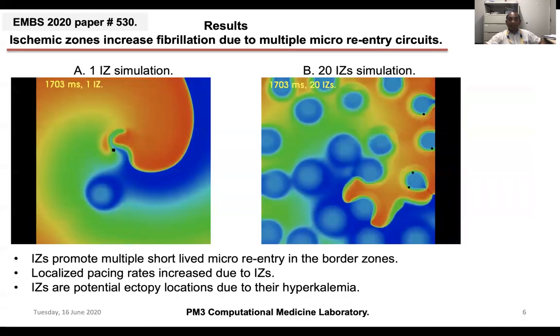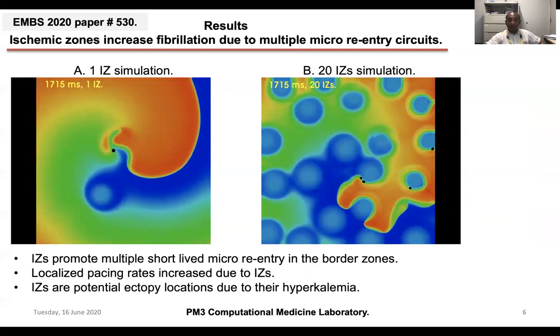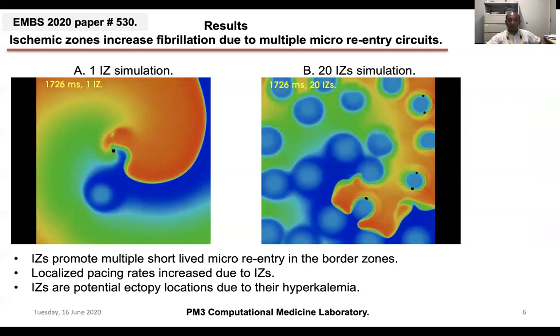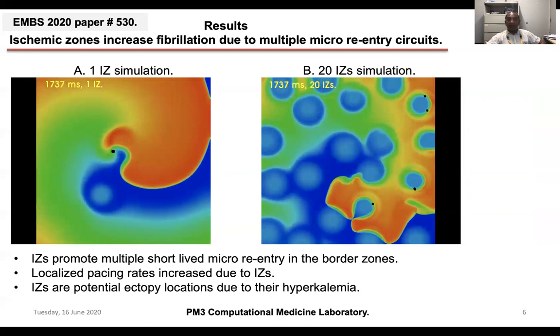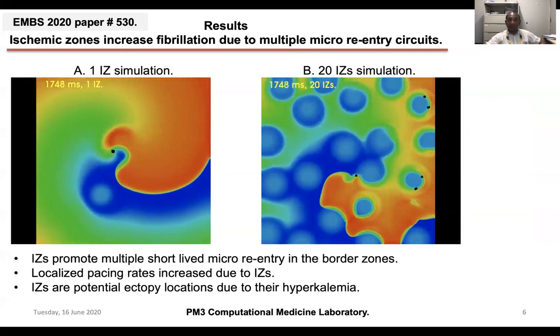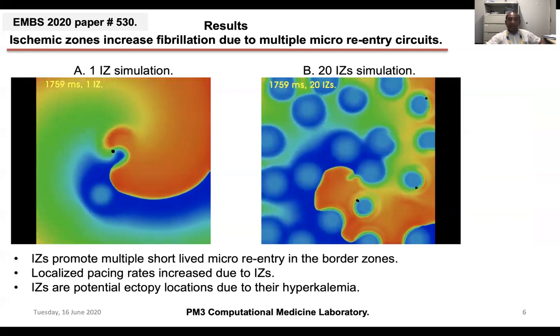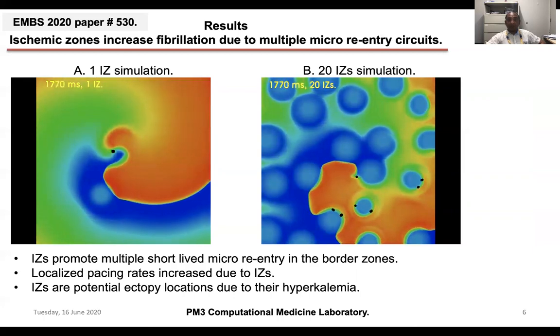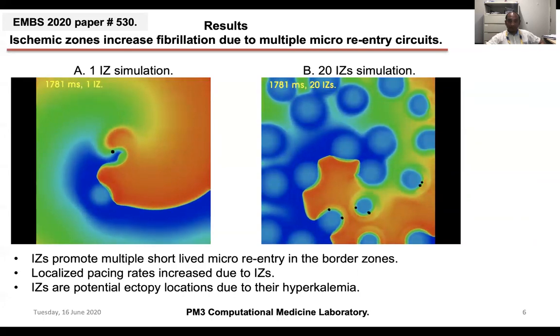And the results are shown in this brief animation. On the left-hand side, the 2D sheet includes a small number of ischemic zones, 1 specifically, and on the right-hand side, it includes a large number of ischemic zones, 20 specifically. The black circles show the spiral wave tips, and what can be seen is that as the number of ischemic zones, or heterogeneity, increased, the number of micro re-entrant circuits, represented by the black circles, increased.